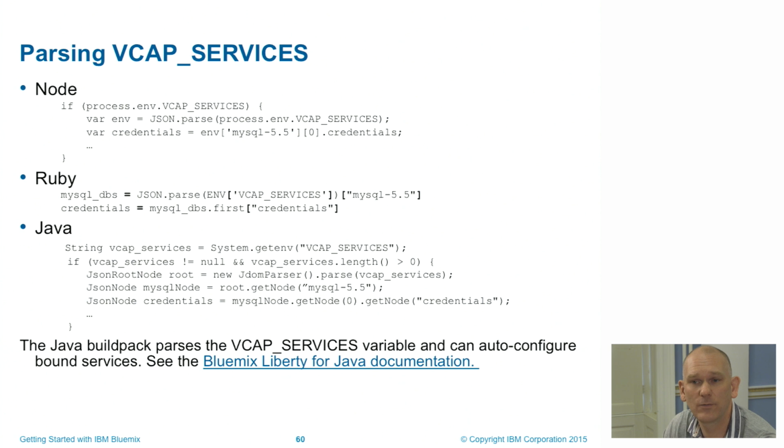One thing to note, if you're using a Java runtime, then there are some capabilities built into the Java runtime, the Liberty runtime, that will automatically configure your Java application server to add the configuration needed for certain services. And you can get that information from the documentation on the Java Liberty buildpack.